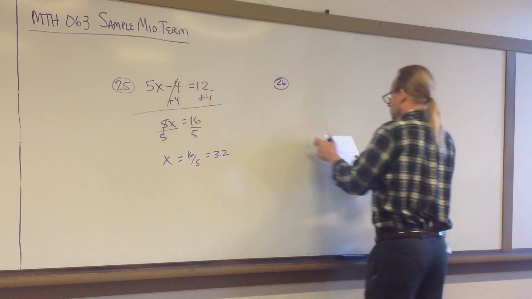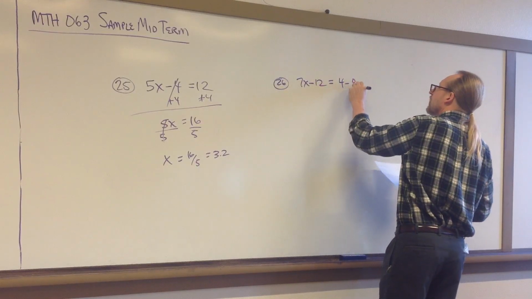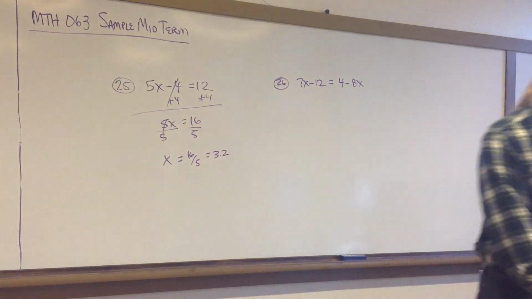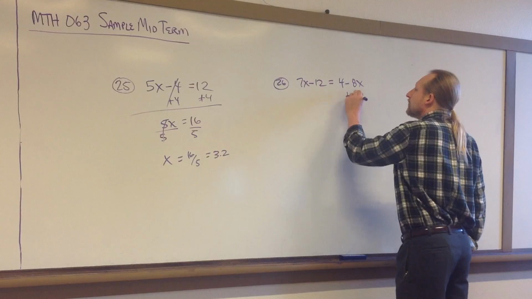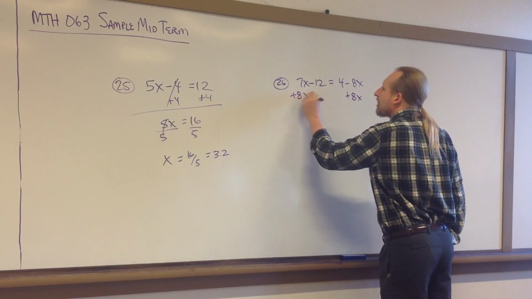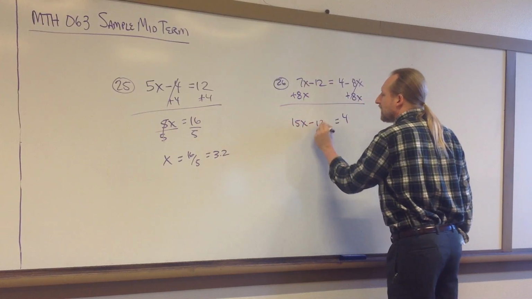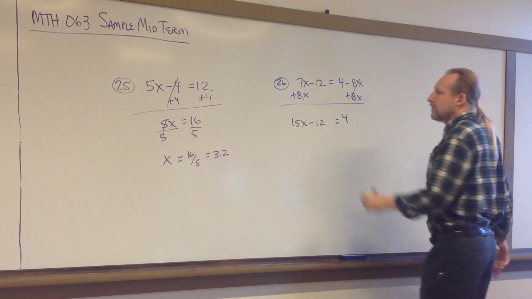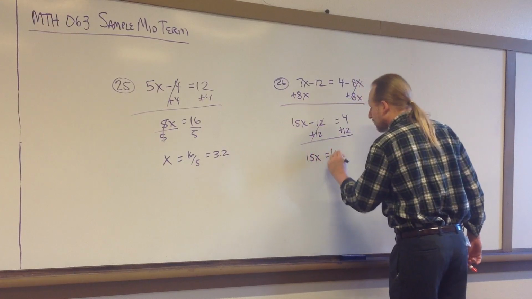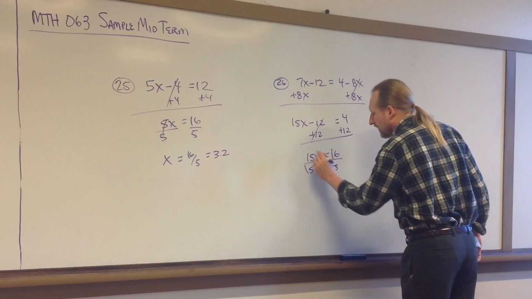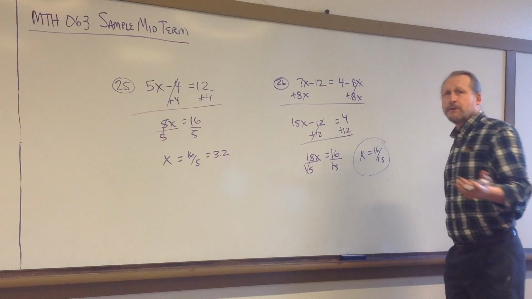All right, problem 26. 7x minus 12 equals 4 minus 8x. Okay, so let's get the x's together. Let's bring this 8x over with the 7x. So those cancel out. Over here we got 15x minus 12. Now we'll move the 12 over with the 4. So we get 15x equals 16. Divide on both sides by 15. And x is 16/15. That's going to be a repeating decimal.